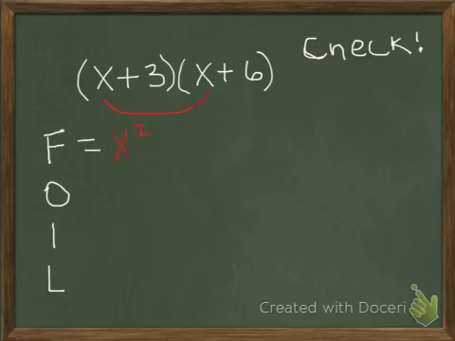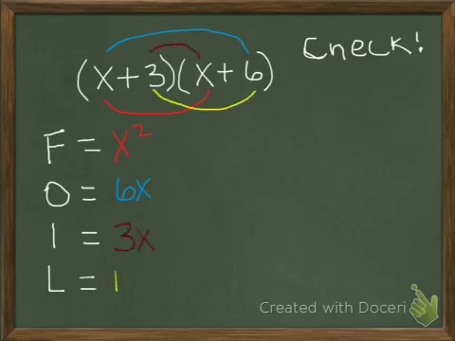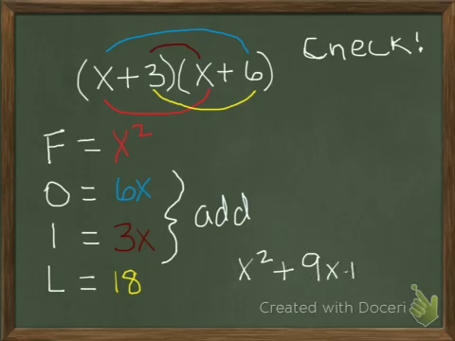Then we have O for outside, which is x times 6, and we know that that's 6x. Inside is 3 times x, and we know that that's 3x. And then last is 3 times 6, and that's 18. We add our like terms, and we get x squared plus 9x plus 18.